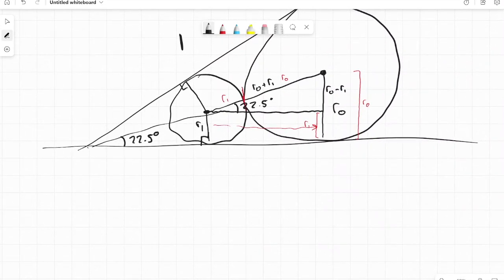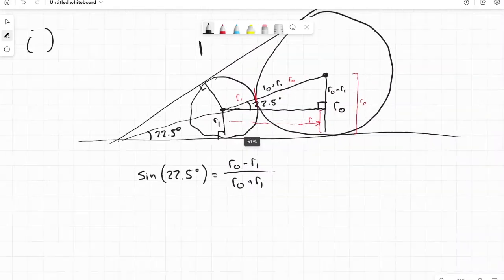So I wonder if we can get some relationship between R0 and R1. Since we've got a triangle and two sides, it's a right angled triangle even, that's probably worth noting, and an angle and two sides. So we could say sine of 22.5 degrees is equal to opposite, which is R0 minus R1, divided by the hypotenuse, which is R0 plus R1.